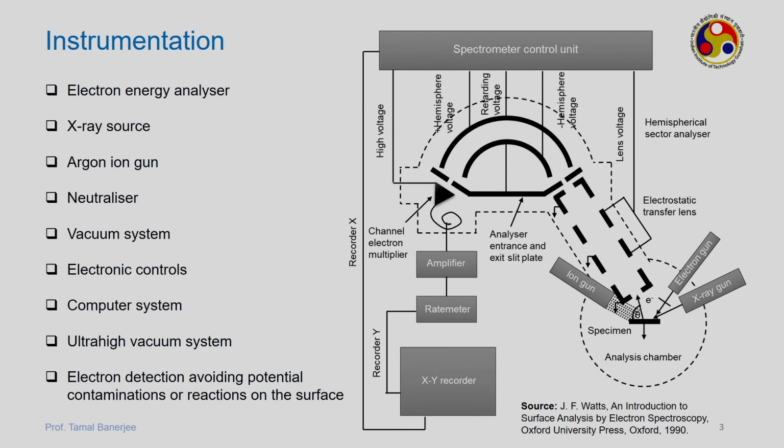This is the actual schematic flow diagram, and you can get the original from this particular book. Here you have the sample in the analysis chamber, and the analysis chamber is under ultra high vacuum. The dotted lines show the total system, and the entire thing has to be under ultra high vacuum. You primarily require three things: the X-ray gun for photon energy, the electron gun, and the ion gun.